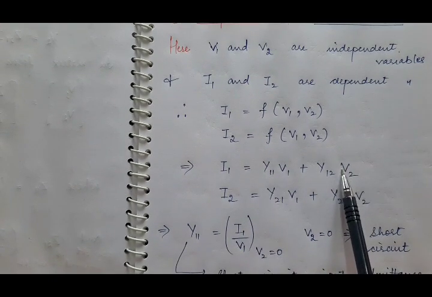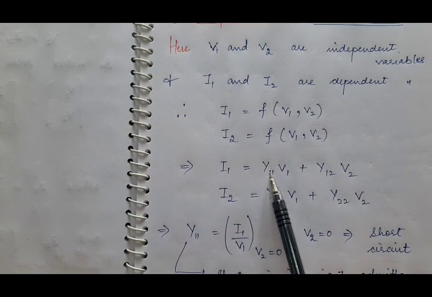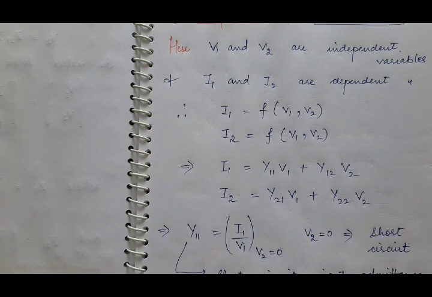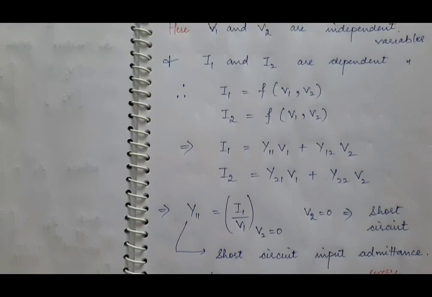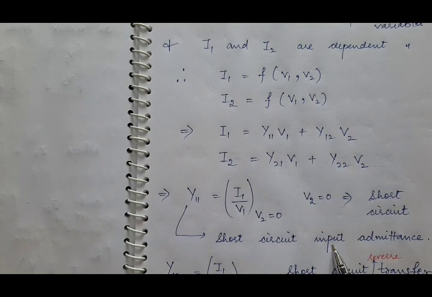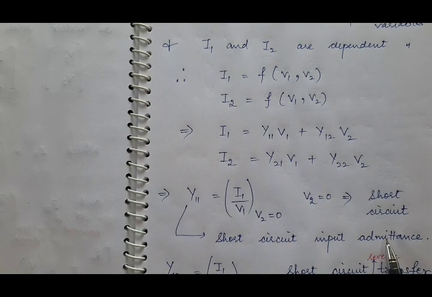How? If this voltage V2 is 0, then you can find Y11 is equal to I1 by V1 when V2 is 0. And when voltage is equal to 0, it means the circuit is short circuited. So that is why we use the term short circuit. It is the ratio of both the input values, so that is why it is known as input. And what is I by V? It is admittance. So Y11 is the short circuit input admittance.